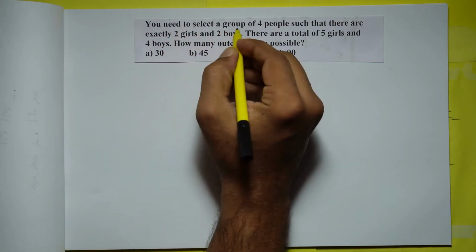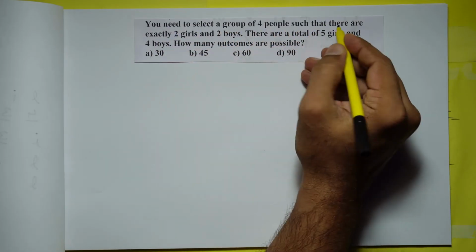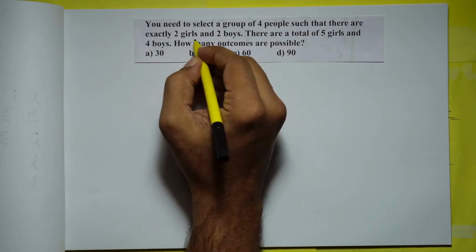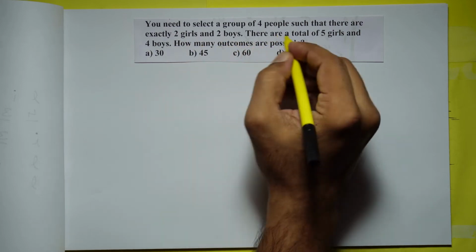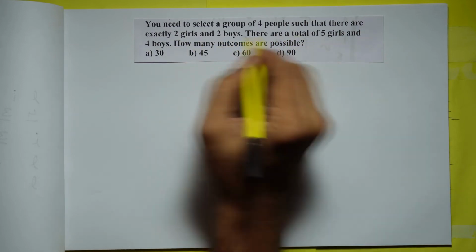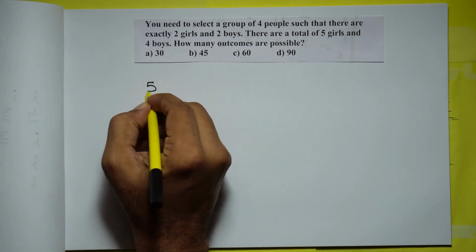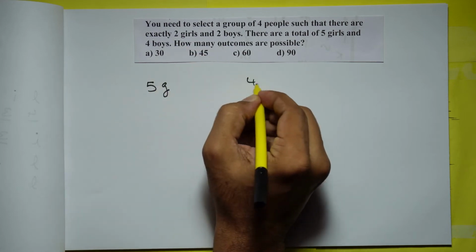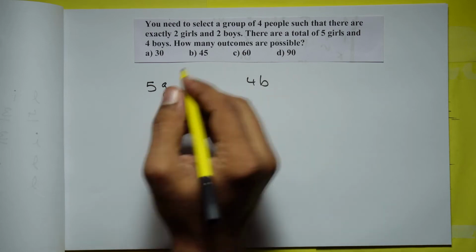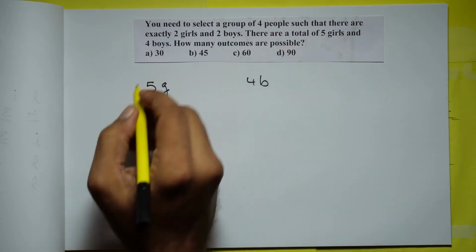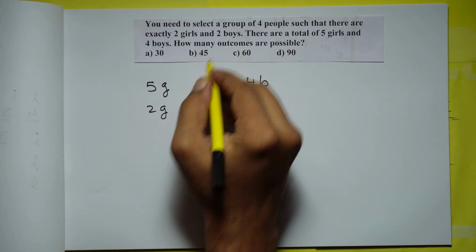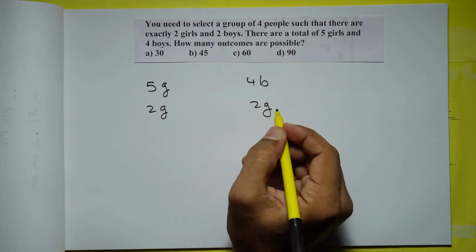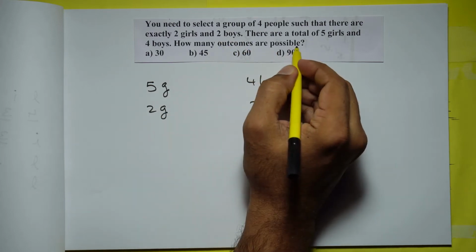You need to select a group of 4 people such that there are exactly 2 girls and 2 boys. There are a total of 5 girls and 4 boys. So 5 girls are there and 4 boys are there. Now you need to select 4 people such that there are exactly 2 girls and 2 boys. How many outcomes are possible?